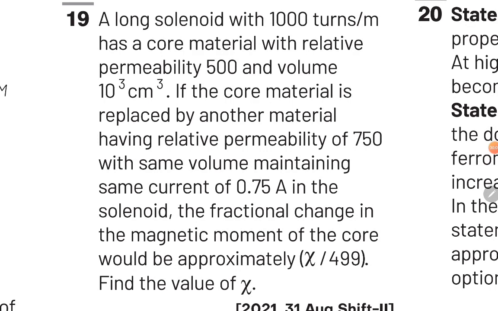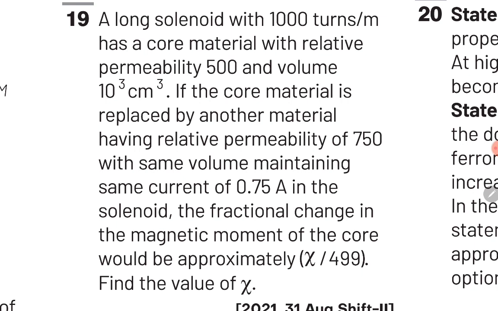Yes students, the fourth question of this chapter is, a long solenoid with 1000 turns per meter has a core material with relative permeability 500 and volume 10 raised to 3 centimeter cube. If the core material is replaced by another material having relative permeability of 750 with same volume maintaining same current of 0.75 amperes in the solenoid, the fractional change in the magnetic moment of the core would be approximately x divided by 499. Find the value of x.